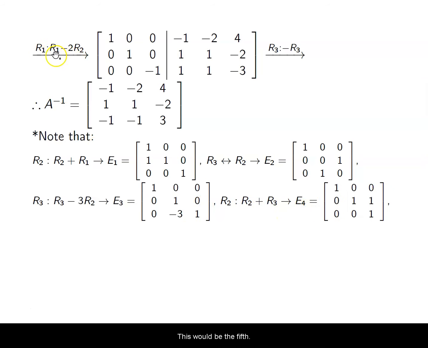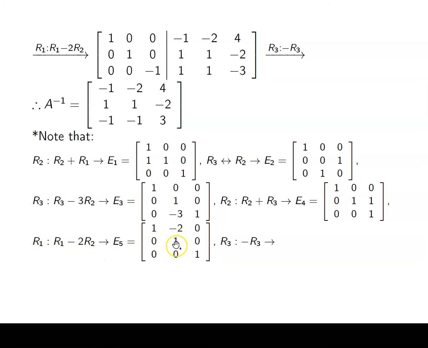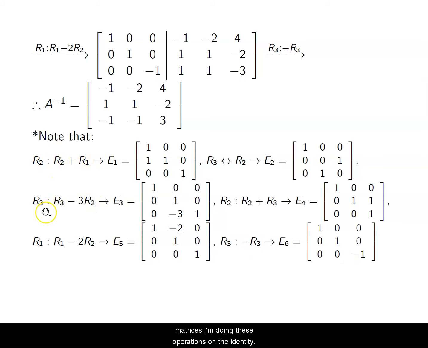This would be the fifth: R1 minus 2R2 becomes R1. And R3 becomes negative R3 would be the last movement. So each of these are elementary matrices. I'm doing these operations on the identity matrix.